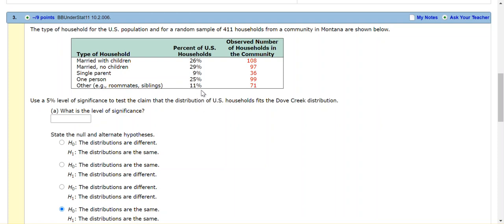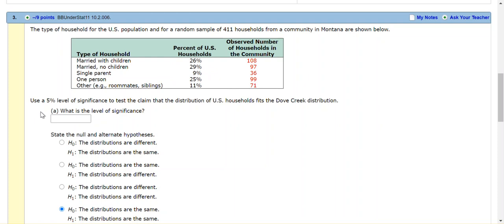So what we're doing is comparing all the United States households with the observations just from this town in Montana. If I add up all of these, I'll get 411. And the question is, is the percentage of what was observed statistically different from what was expected? This was observed in Montana, and this is what we expected in Montana, but they're different. And the idea is, are they statistically different?